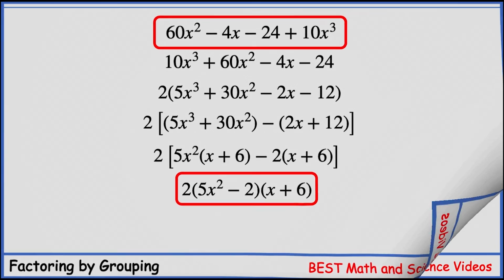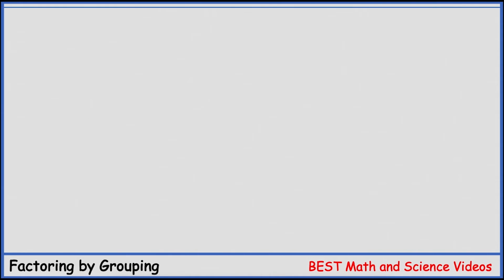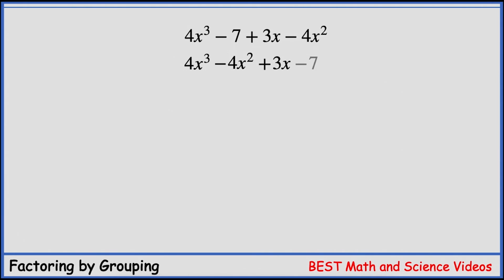Now consider this. How can you factor 4x cubed minus 7 plus 3x minus 4x squared? Remember to make sure the terms are in standard order, from the highest to the lowest power. This has the x squared term last, so we need to reorder it as 4x cubed minus 4x squared plus 3x minus 7. Okay, there's no common factors of all the terms.